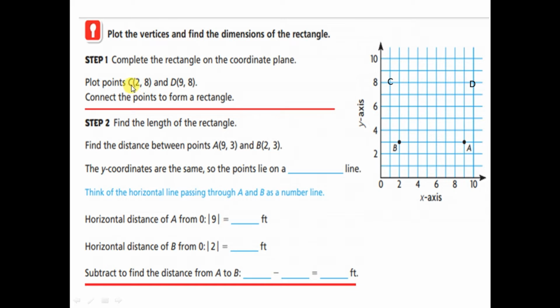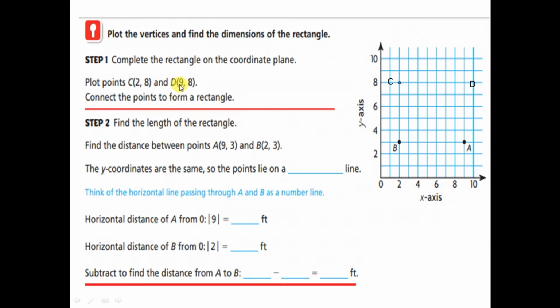First, point C, it is 2 in X coordinate and 8 in Y coordinate. So we start from the origin, we go to the right 2 because it's positive, then we go up 8 tiles. So we will go to 8 tiles and we put the plot here. So this is C.